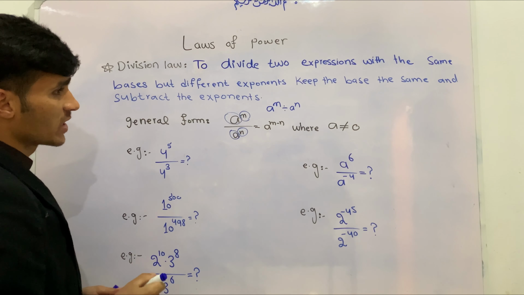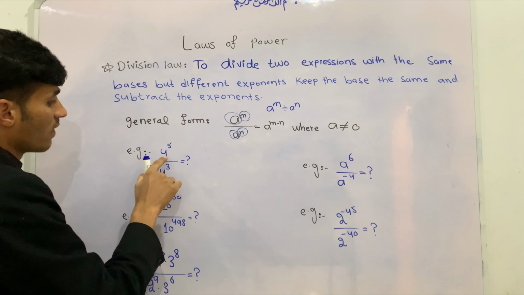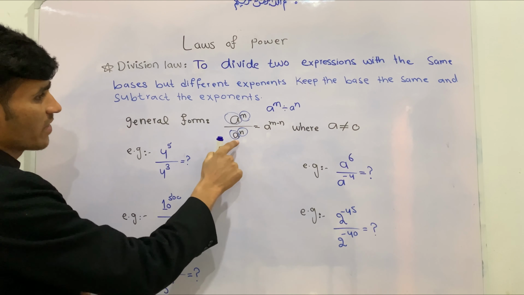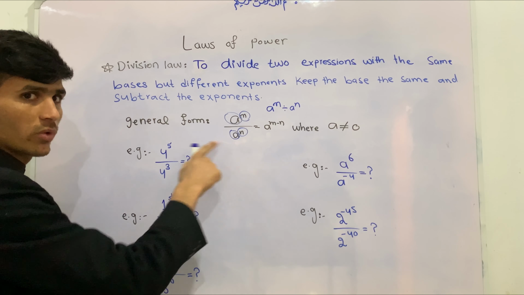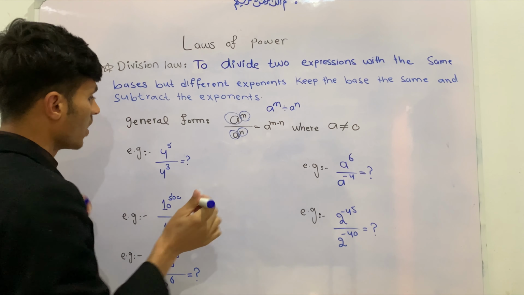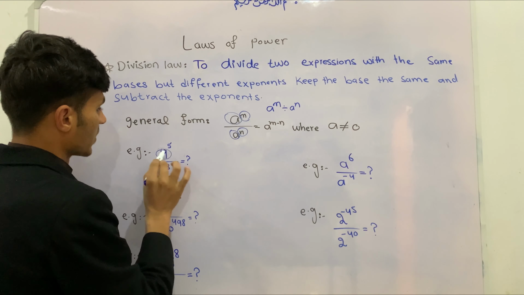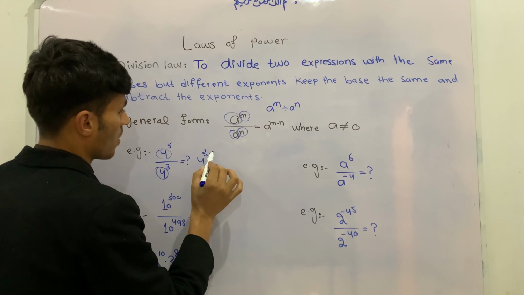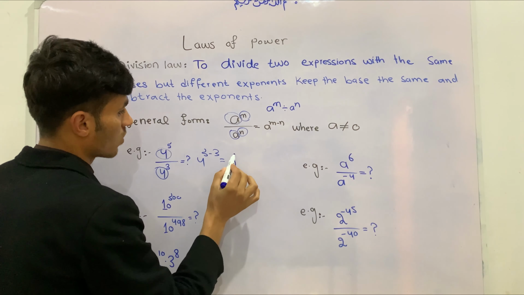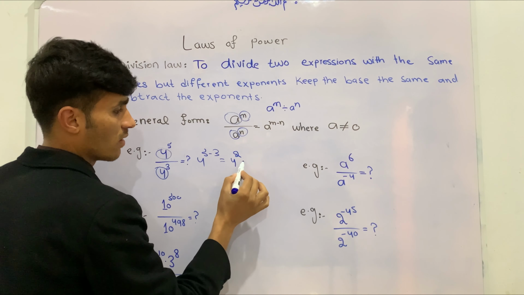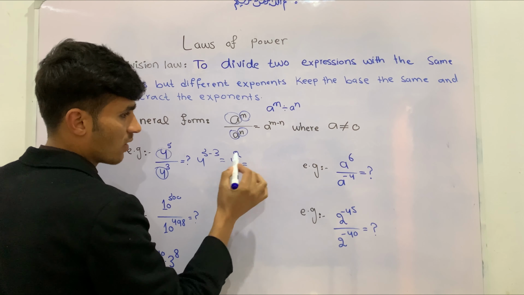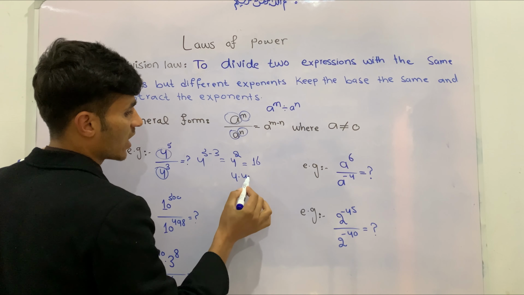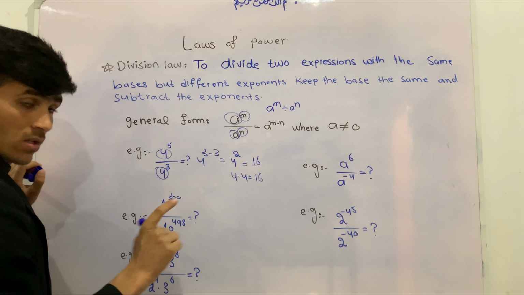Look at here, I have written some examples. The first example: 4 to the 5th divided by 4 to the 3rd. If we apply this rule, we get the result. We have the same base, which is 4. So 4 to the power 5 minus 3 equals 4 to the power 2, which is 4 squared. 4 squared means 4 multiplied by 4, which equals 16. I hope you got it.